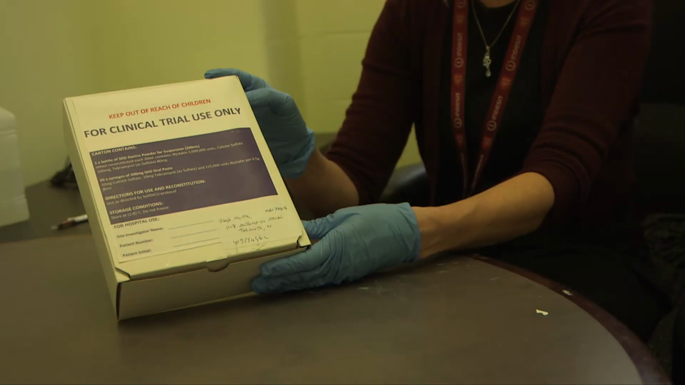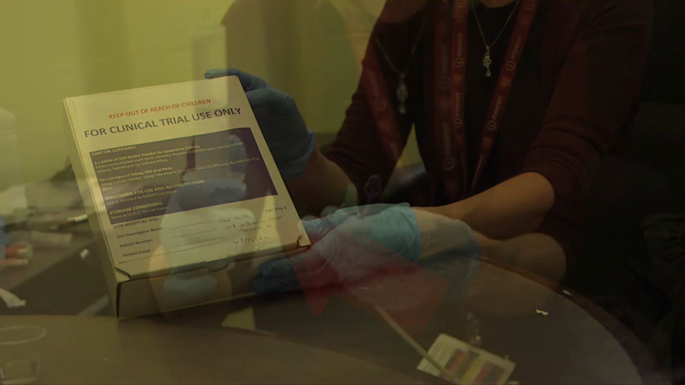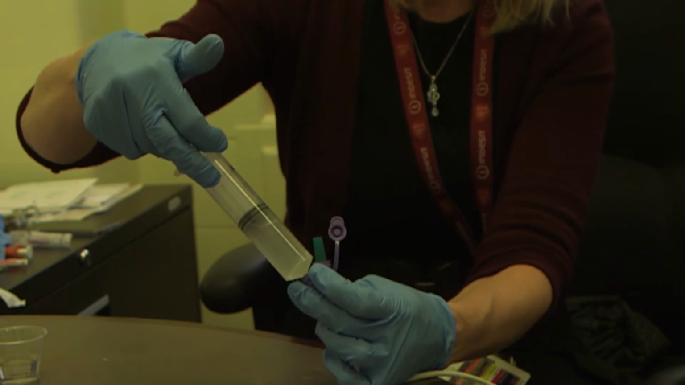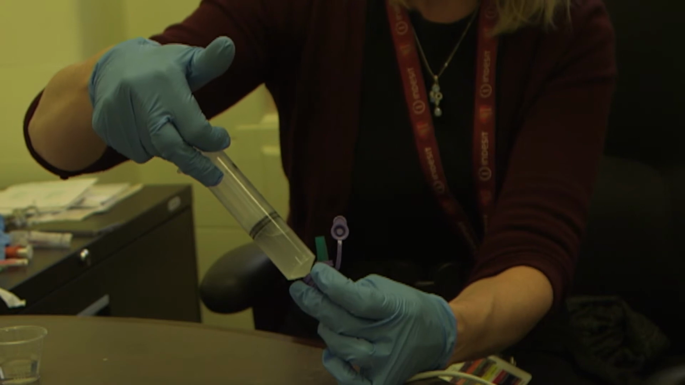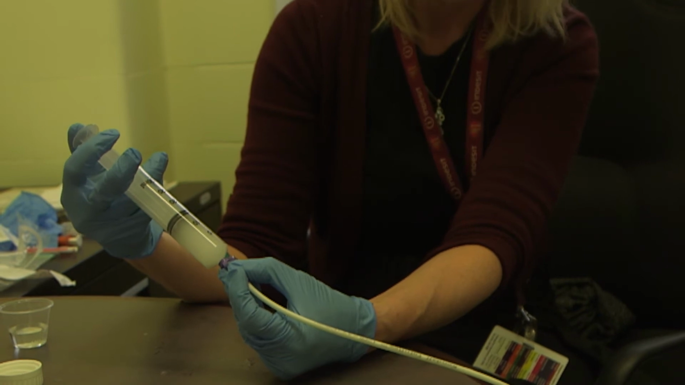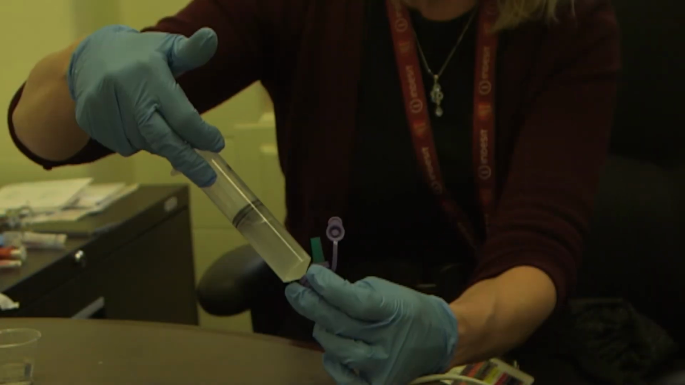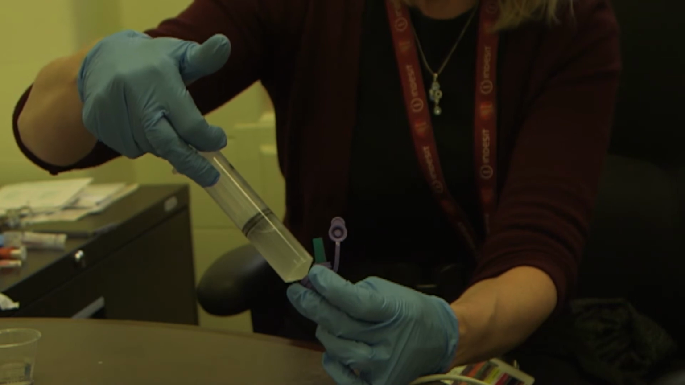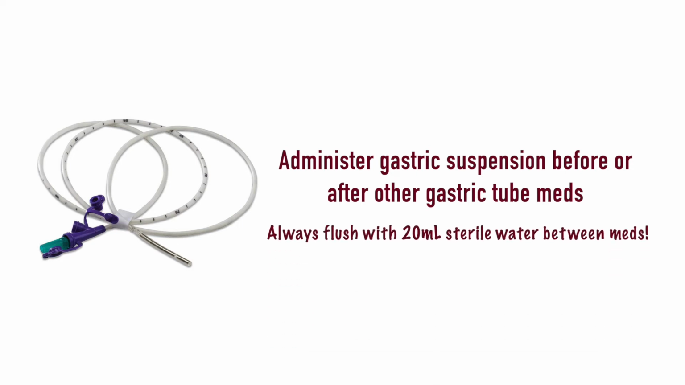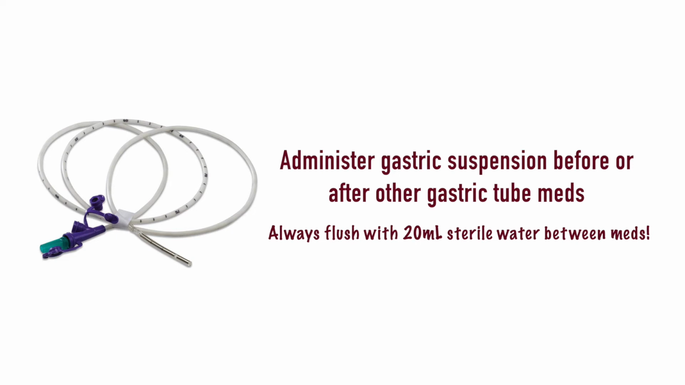Prior to giving the SDD gastric suspension, confirm that the correct patient will be receiving the correct SDD gastric suspension. Stop the gastric feed if your patient is being fed. Flush the gastric tube with a minimum of 20 ml of sterile water to flush feed from the tube. Administer the SDD gastric suspension via the gastric tube and again flush with a minimum of 20 milliliters of sterile water. Then recommence your patient's gastric feeding if applicable. You can administer the SDD gastric suspension either before or after other medications prescribed via the gastric route. However, the gastric tube must be flushed with a minimum of 20 milliliters of sterile water between each drug.